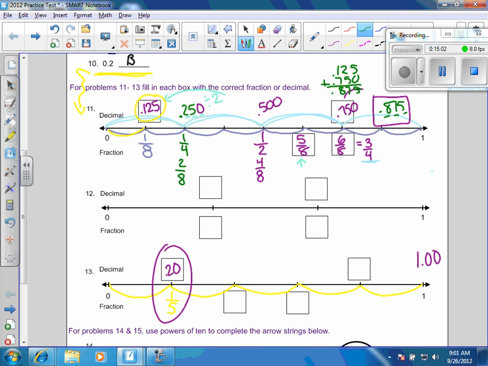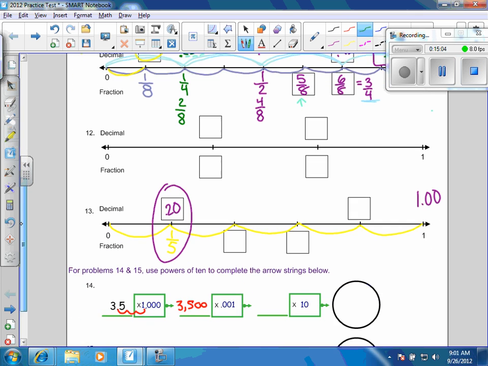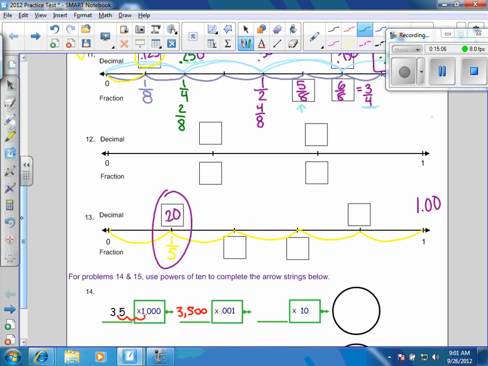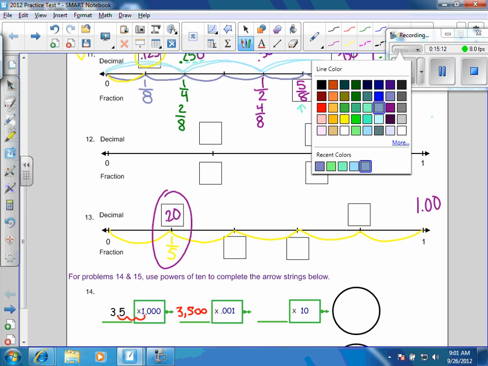Okay. Let's do 2 more number lines and then take a quick break. Okay, so how about, who haven't I heard from?